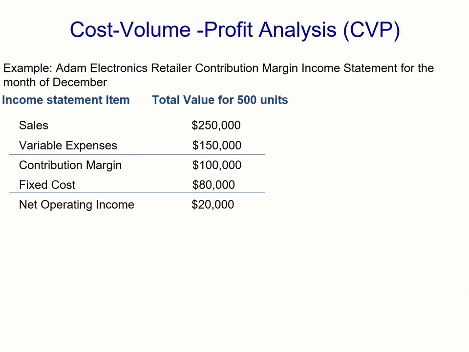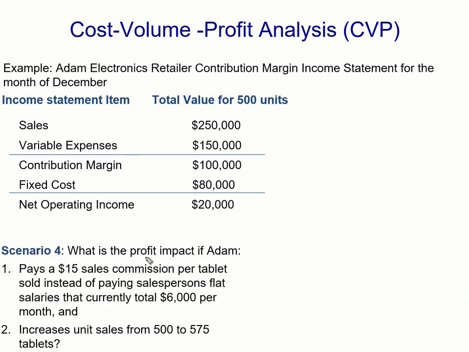Let's look at this scenario. What's the profit impact if Adam pays a $15 sales commission? So rather than paying a flat salary, Adam says, I'm going to use motivation. I'm going to motivate my employees, specifically salespeople, and tell them, look, rather than paying you a salary, I'm going to give you $15 per unit. Right now, I'm paying them $6,000 per month. And I think by doing so, I'm going to motivate them. As a result, we're going to increase sales from 500 to 750. Is this a good decision? Well, we're going to have to run through the numbers.